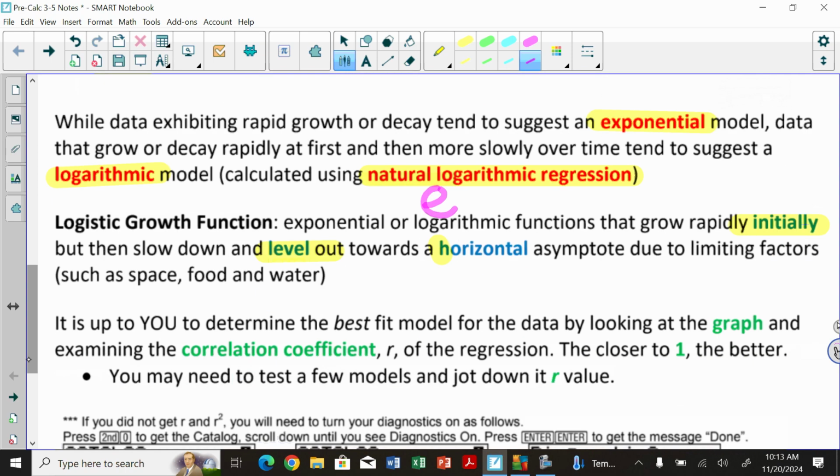So the big thing really is it's up to you to determine what the graph looks like and what's the best fit model for that data by looking at the graph. And you look at the graph here and then you examine the correlation coefficient. What that is, r of the regression. When we get that linear regression, our r value usually is between -1 and 1, and the closer you are to 1, the better. That means that your data fits pretty well based on your r value, okay?